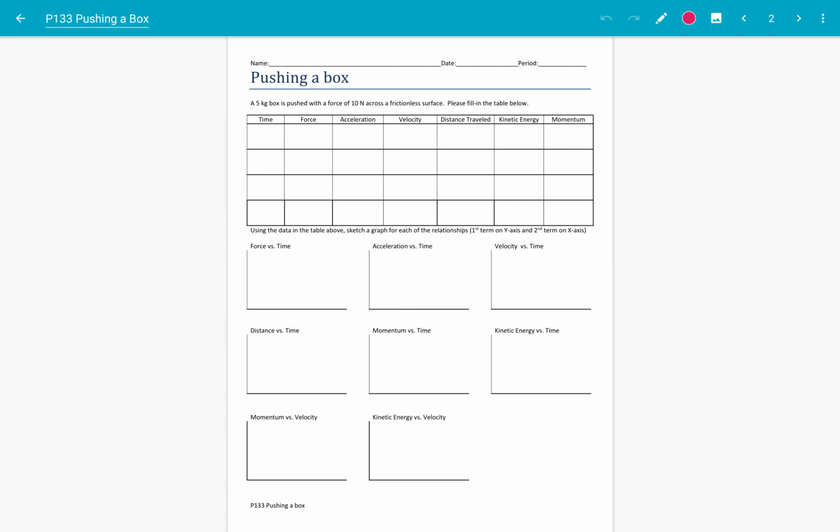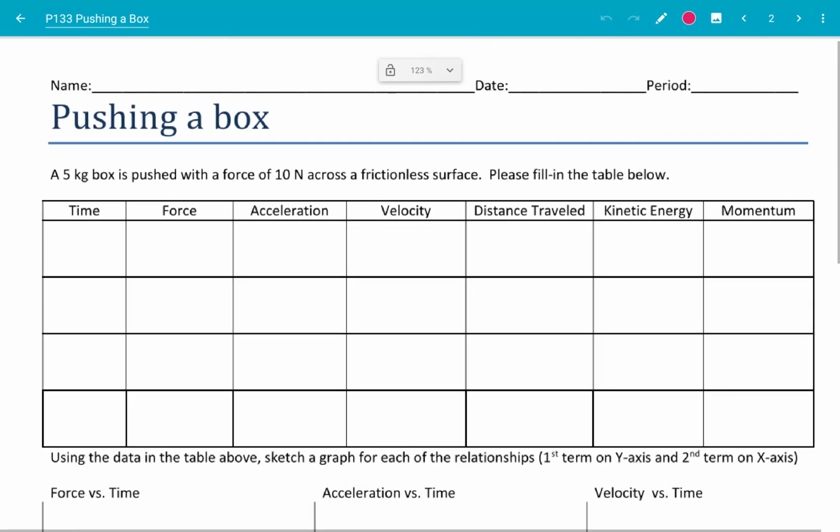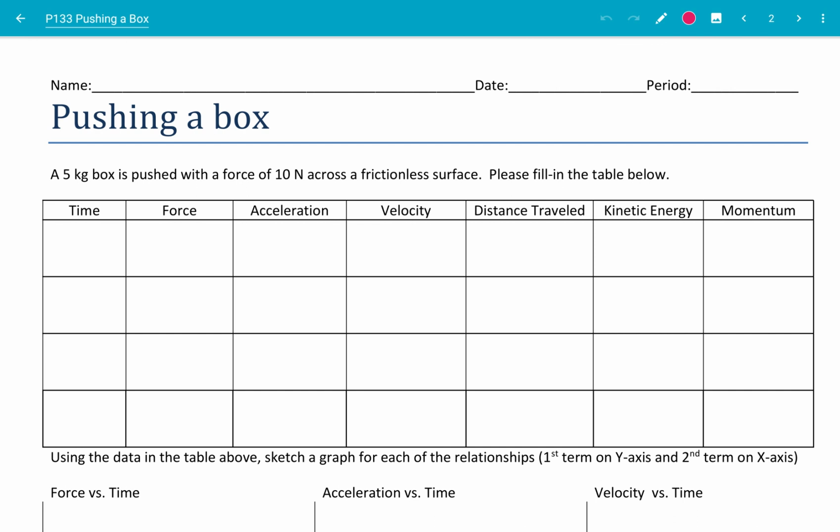Okay, so we saw this yesterday in our presentation. We were going to be pushing a box, and the box was going to be a 5-kilogram box. And so this is something that's going to be important. The mass is 5 kilograms. Okay? For the whole time that we're completing this paper, the mass will be 5 kilograms, and it's a box that's being pushed across a frictionless surface with a force of 10 newtons.